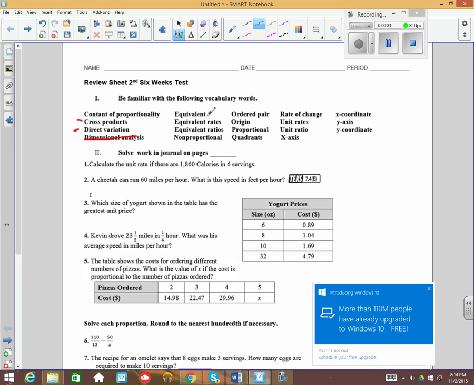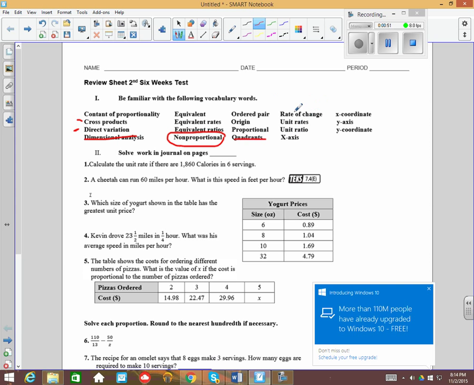Equivalent, what does it mean to be equivalent? Equivalent rates, equivalent ratio. If it's non-proportional, look that up. Make sure you understand that. Ordered pairs, origin, proportional. Okay, we won't worry too much about quadrants.